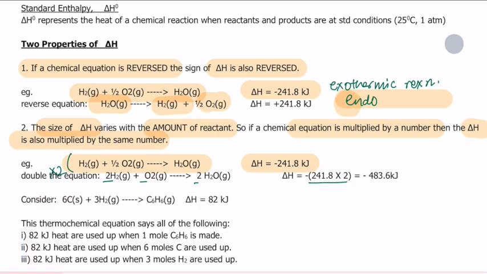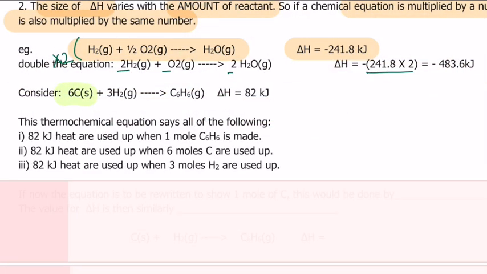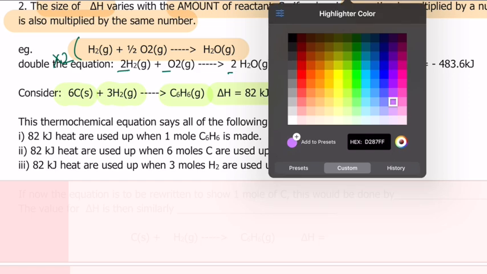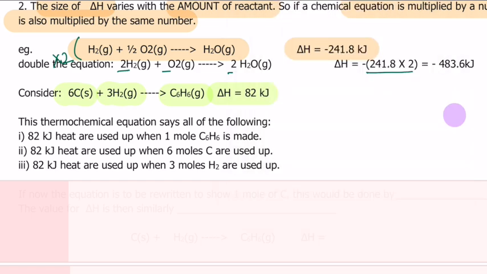Let us take up an example. When you look at this equation, 6 moles of carbon is reacting with 3 moles of hydrogen to produce benzene. The energy change associated with this is positive 82 kilojoules. What this equation is saying is that 82 kilojoules of heat is used up when 1 mole of benzene is produced. Or this equation is also saying that 82 kilojoules of heat is used up or needed when 6 moles of carbon is used up. It is also saying that 82 kilojoules of heat is used up when 3 moles of hydrogen is used up.